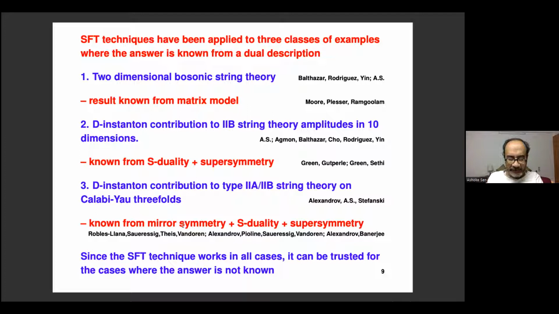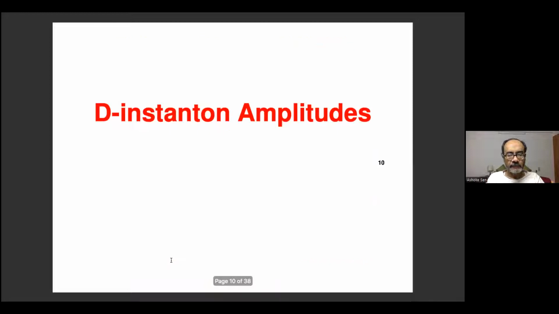But the upshot is that here again, there is a definite prediction of what the D-instanton contribution should be for a particular class of amplitudes in these theories. And we find that the string field theory technique works in all cases. And given this, we can apply it for the cases where the answer is not known. And I'll discuss some of these cases at the very end. So this finishes the introduction.